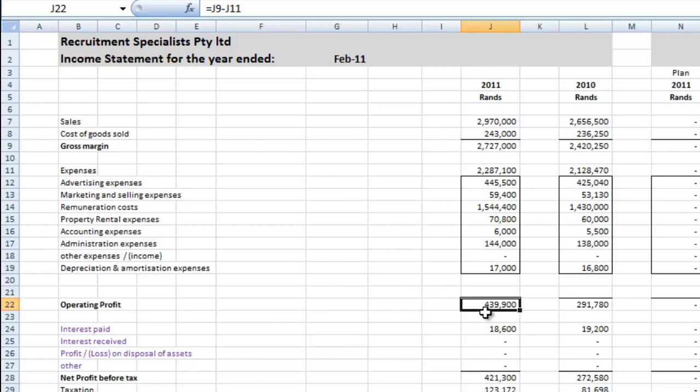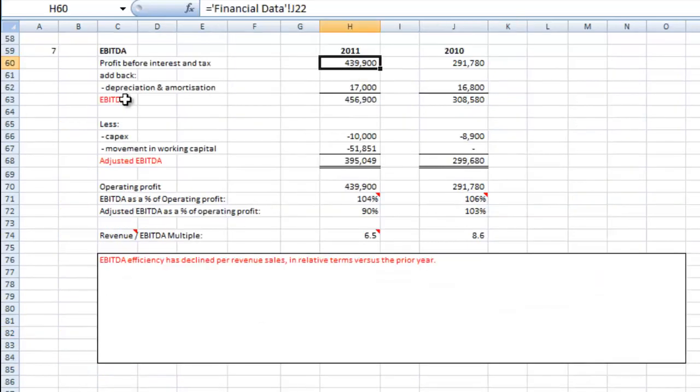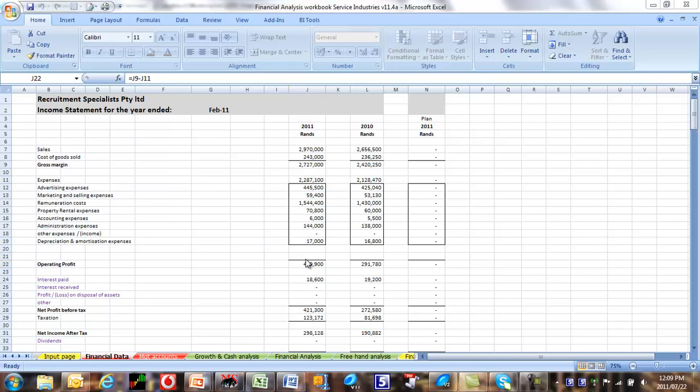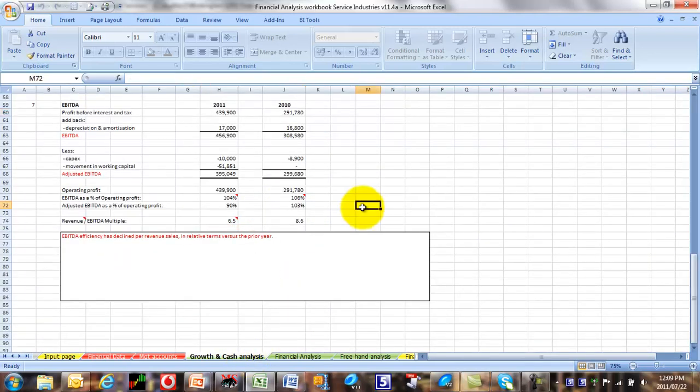So I take my 439,000, which I have there, and I add back depreciation and amortisation, if any. In this business we've got 17,000 for this year of depreciation, because remember, in getting to this number, profit before interest and tax, that is net of depreciation. Let's go and check it out on the income statement. There we see our profit before interest and tax, that we have a depreciation charge in our overheads getting to that number. So back to our analysis. We then arrive at EBITDA of 456,900, and we do some KPIs, key performance indicators.